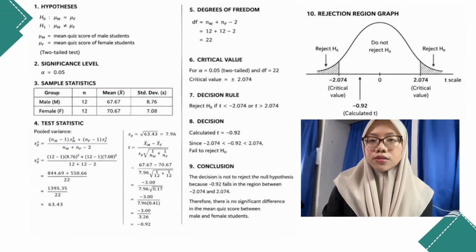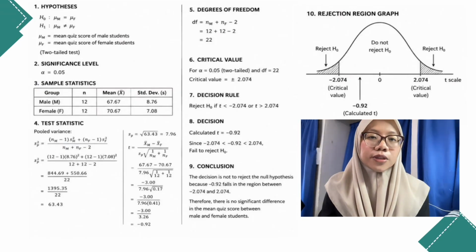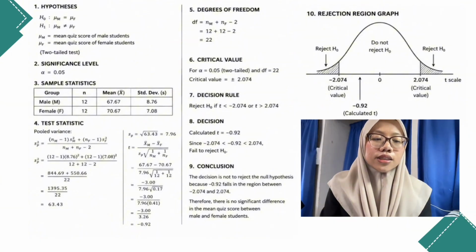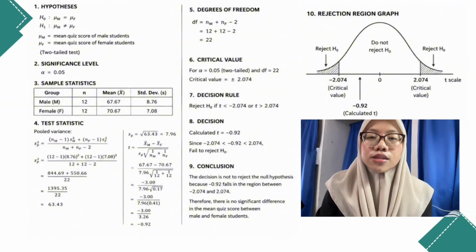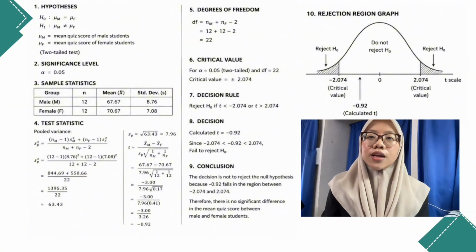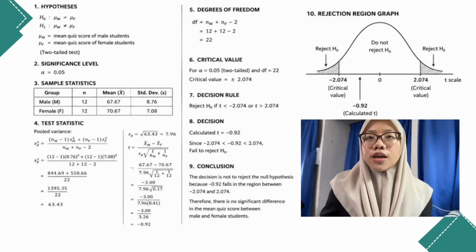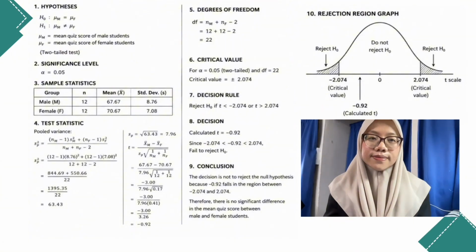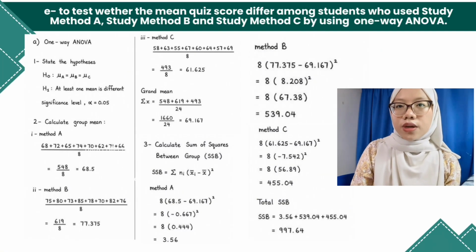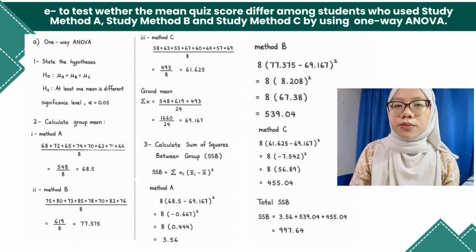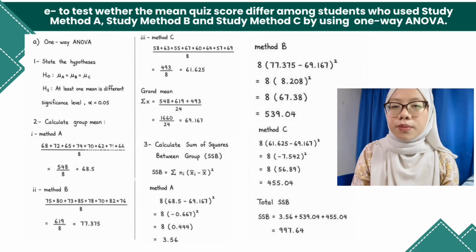Based on this result, we fail to reject the null hypothesis. This means that there is not enough evidence to show a significant difference in the mean quiz score between male and female students. Next question: we are testing whether the mean quiz scores are different among students who use study method A, method B, and method C.